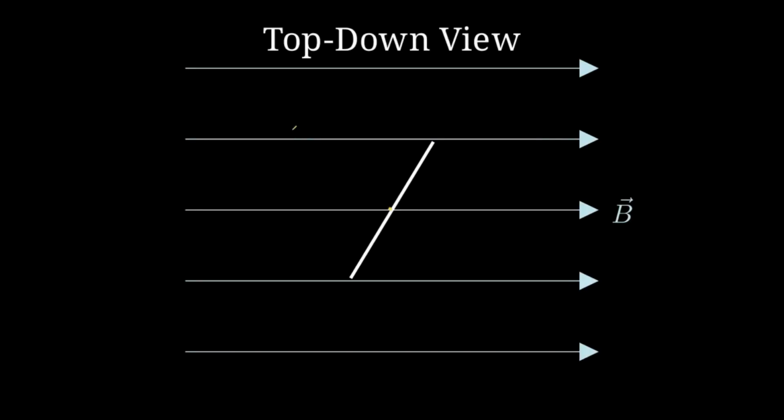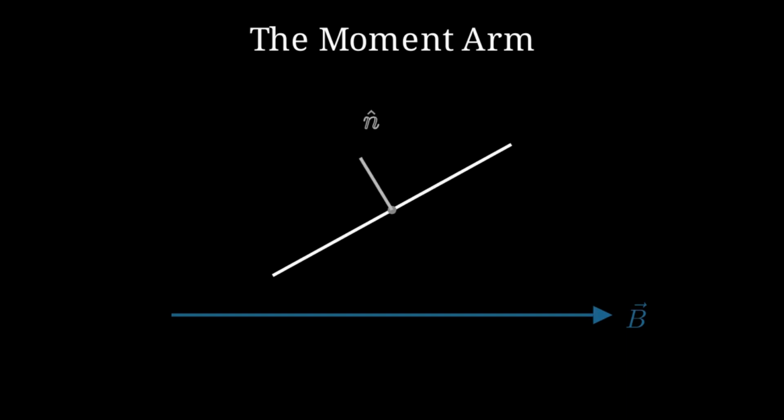To calculate torque, we look at the loop from above. We define a normal vector, n, which is perpendicular to the plane of the loop. The angle theta is the angle between this normal vector and the magnetic field B. Torque is force times the perpendicular distance from the axis of rotation.